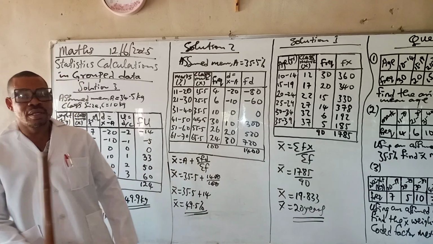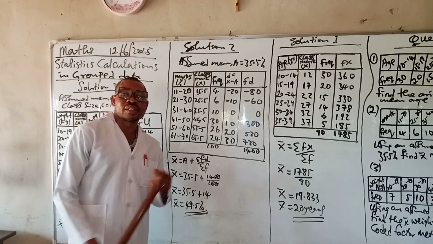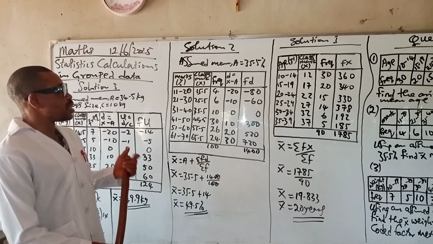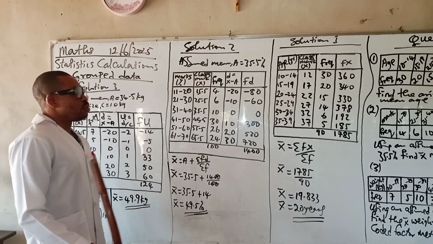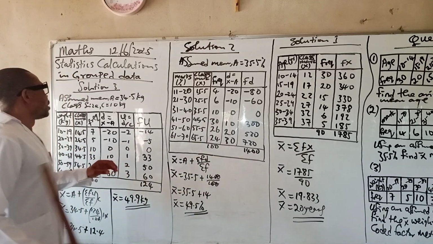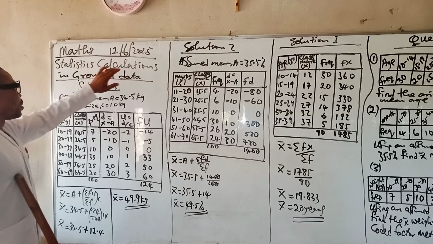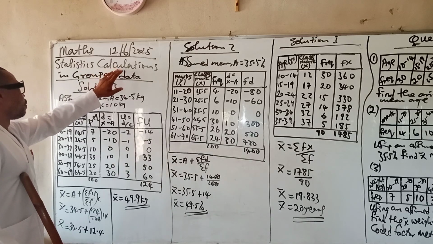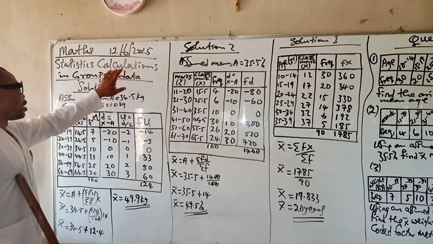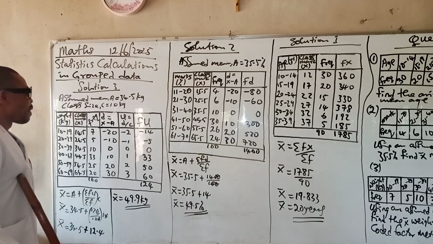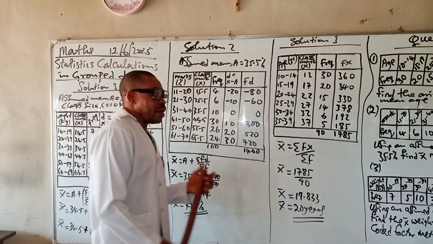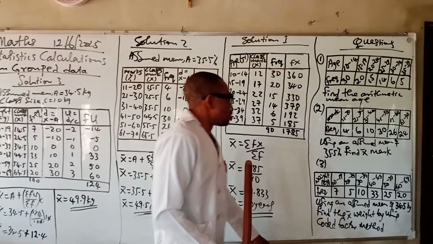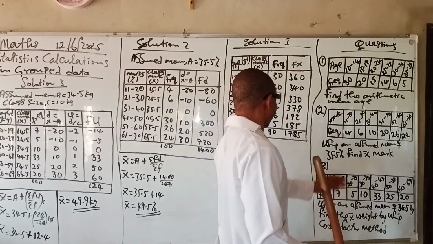Okay, in today's class, still in our statistics class, we're going to discuss calculations in group data, that is, the arithmetic mean of group data. So we have three questions here. The three questions we have are this.